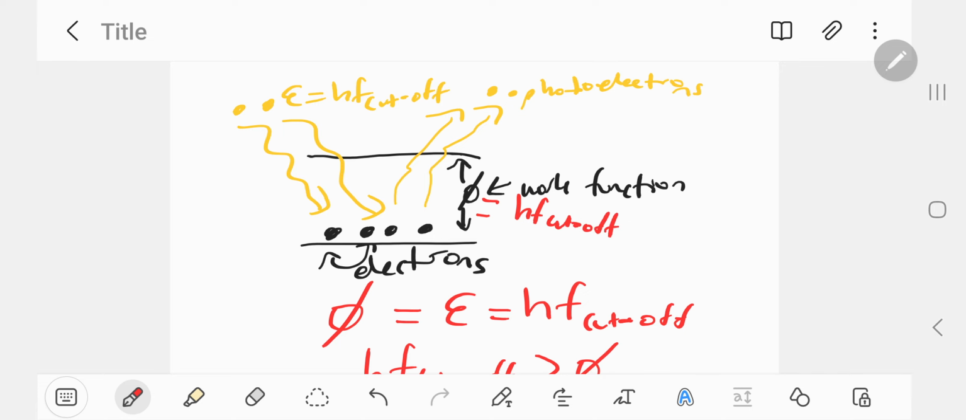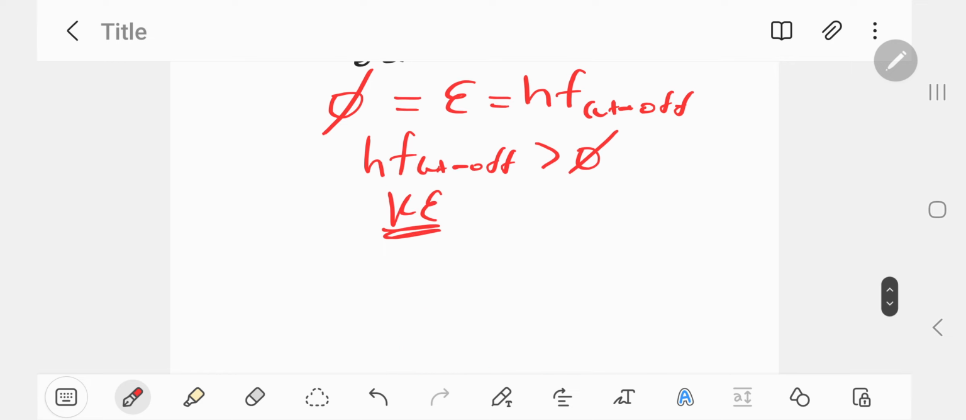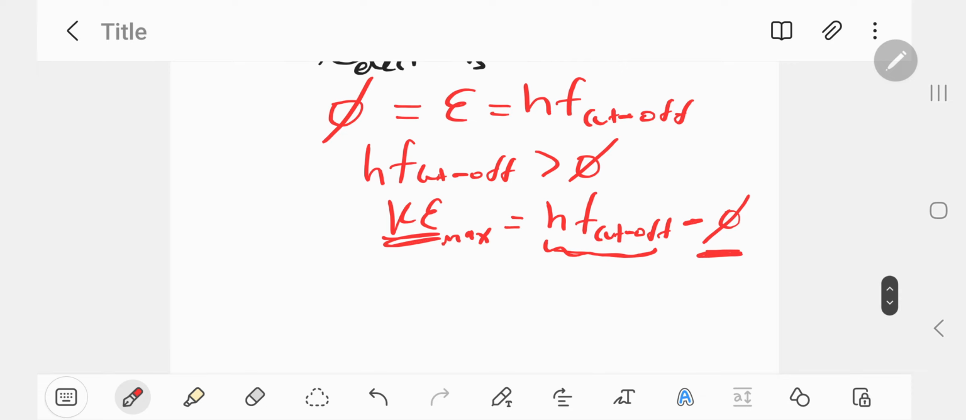It'll just sit on the top of the metal surface, right? But if the cutoff frequency is met and there's a surplus of energy, you'll have kinetic energy associated with the photoelectrons. So the maximum kinetic energy a photoelectron can have is hf cutoff minus phi. That's the maximum kinetic energy a photoelectron can have, right? It's whatever you start off with minus the work function, the energy they have to overcome.